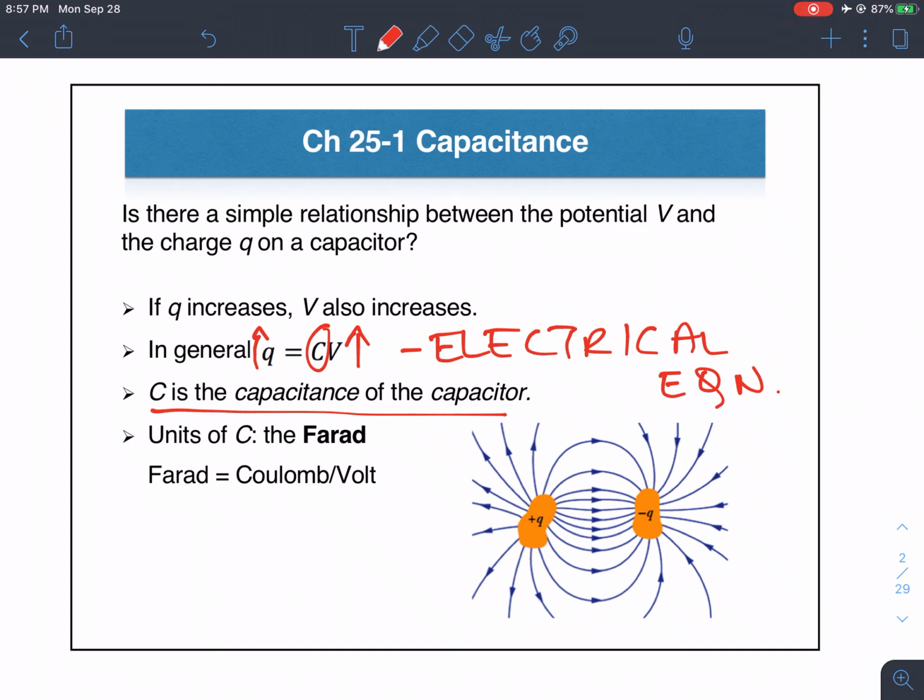And again, the capacitance is constant. So it doesn't change with the charge. You can put more charge, but then the potential will increase. Capacitance will stay the same.